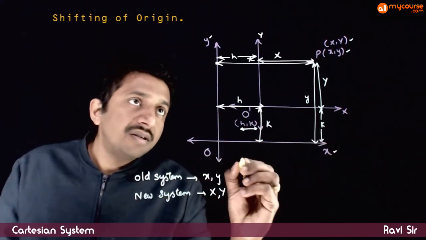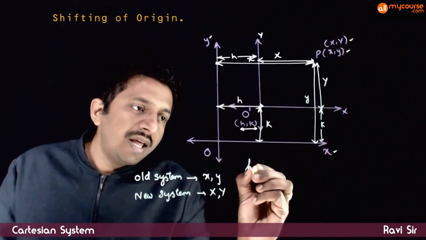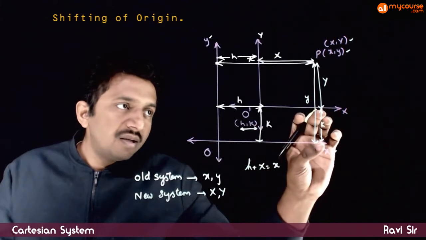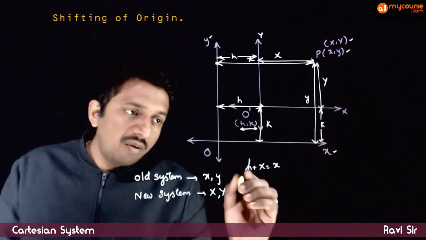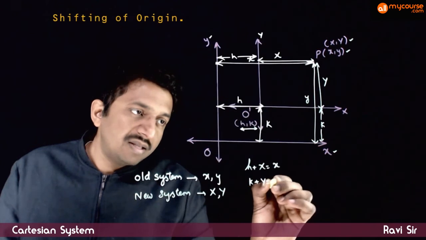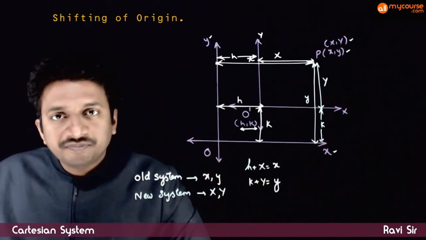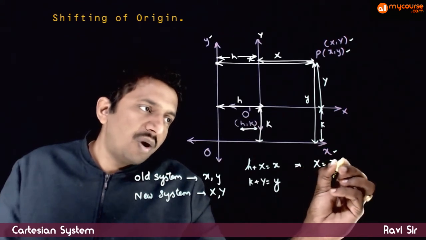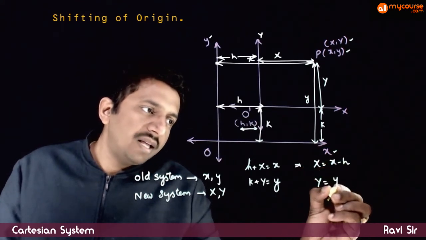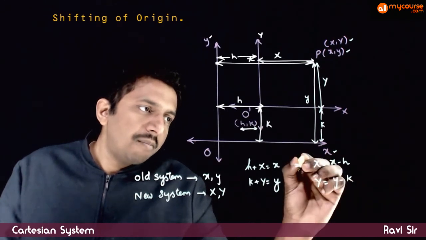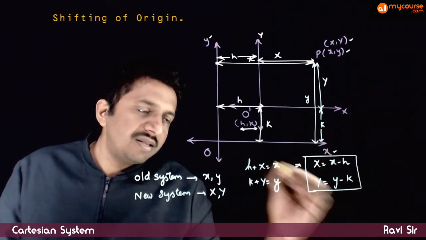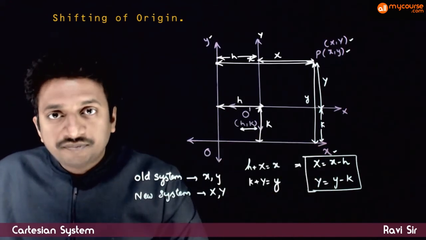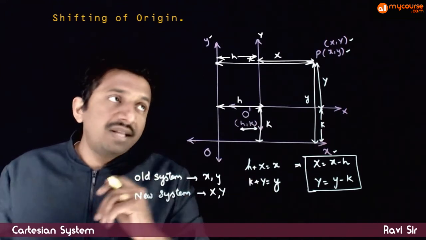So what are the relations? As you can see, h plus capital X is equal to small x. k plus capital Y is equal to small y. So this implies capital X is equal to small x minus h. Capital Y is equal to small y minus k. This is the simple relation between capital X capital Y and small x small y. So let us take a very simple example.